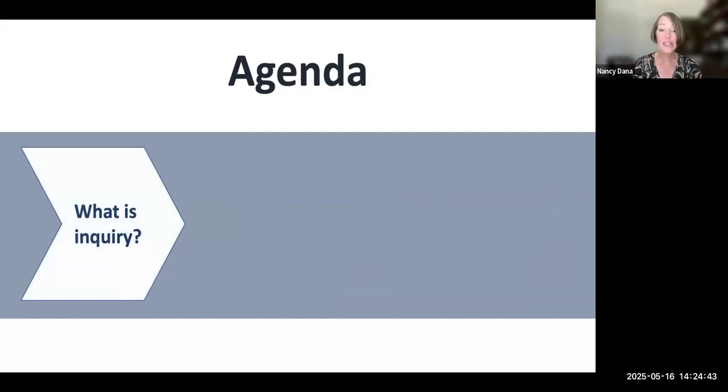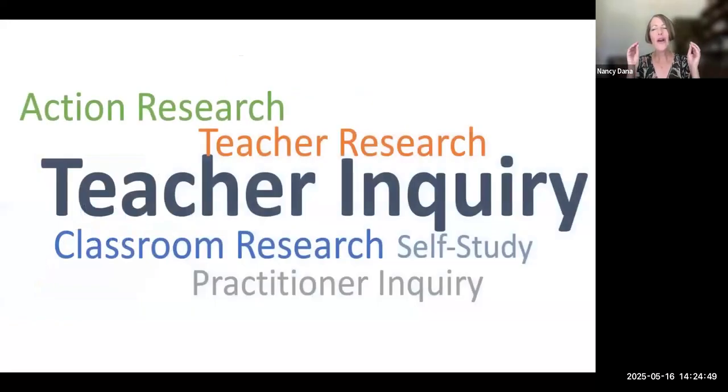That very first question, what is inquiry anyway? So here we go. There are lots of words that you may be familiar with and have heard thrown around in educational settings. And you see those words on this screen: action research, teacher inquiry, classroom research, self-study, practitioner inquiry.